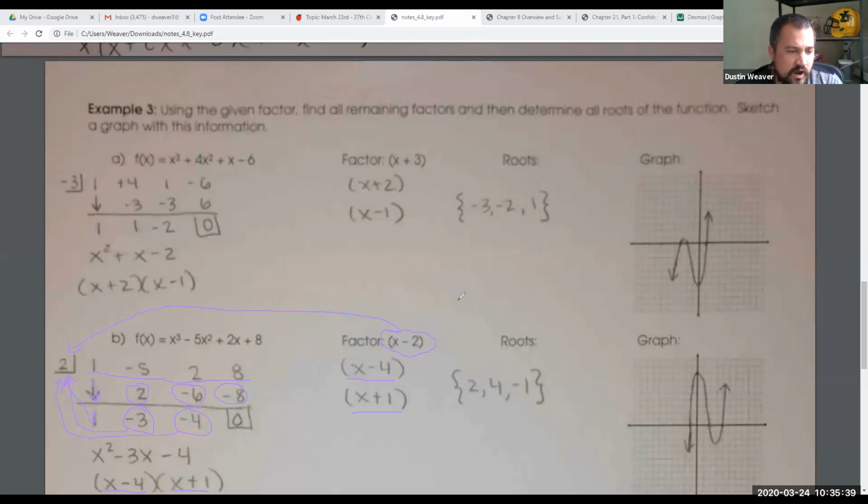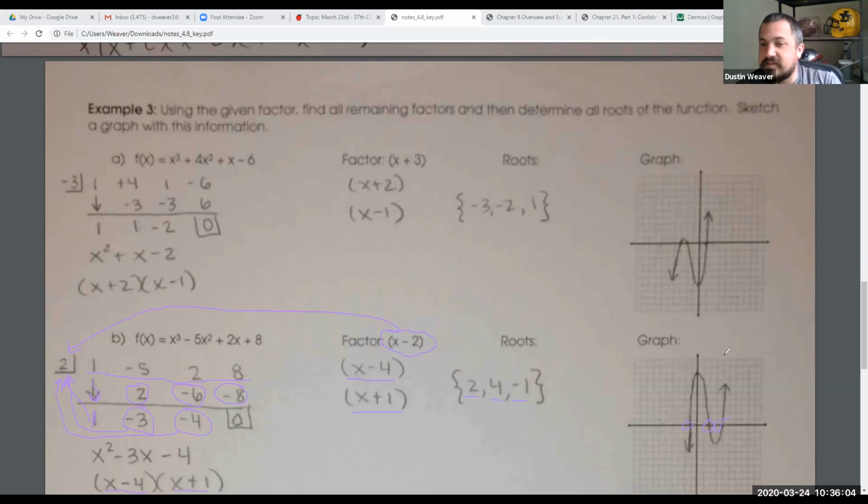Awesome. All right. So the factors are x minus 2, x minus 4, and x plus 1. So that means x minus 2 means the root is 2. X minus 4 means the root is 4. X plus 1 means the root is -1. So that means it should cross at 2. It should cross at 4. It should cross at -1.